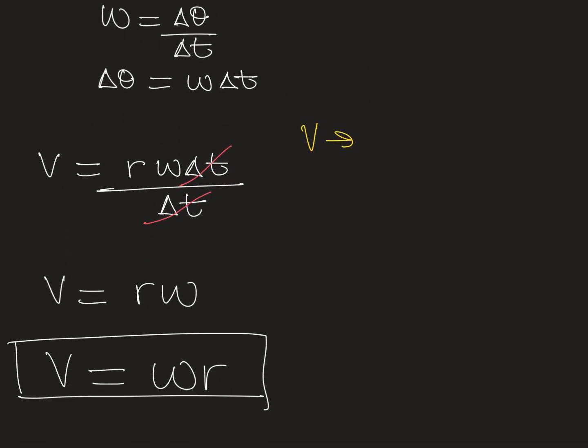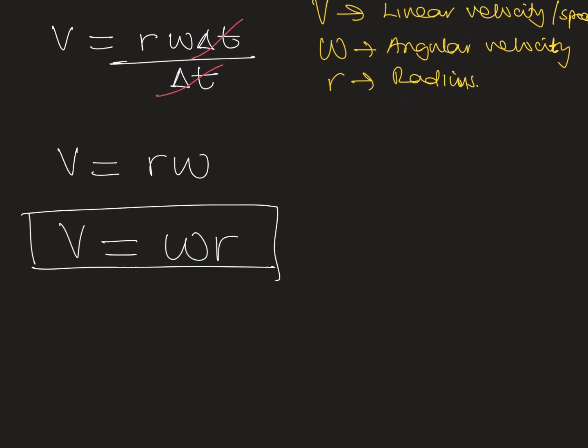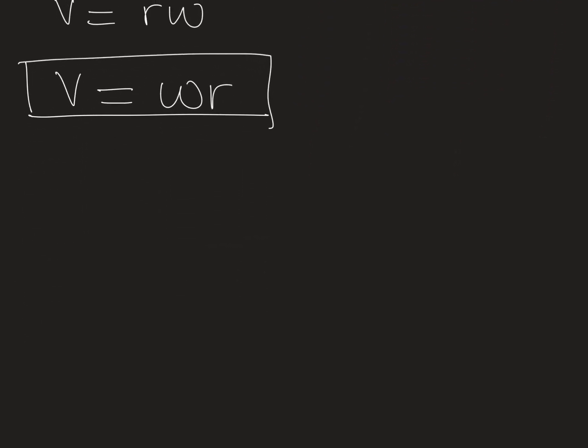V is the linear velocity or speed. Remember that omega is the angular velocity and r is the radius of the circle. So we want to consider a situation where the object performs one complete rotation or oscillation or revolution. So let's try to see what we can get from that.